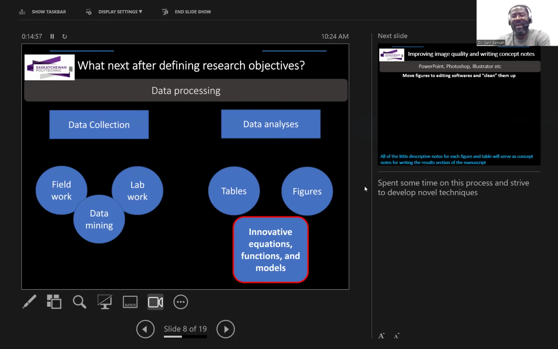Try and find innovative equations, functions, and models. That is going to add to your novelty. You want to be as unique as possible. You want somebody to read your work and find that, oh, okay, there is something cool here. This guy did something that nobody thought about, right? So data analysis also comes with that.